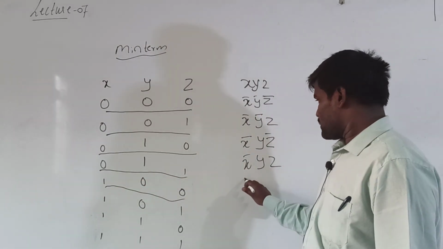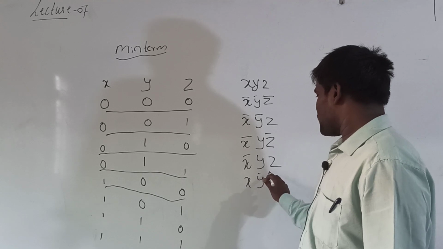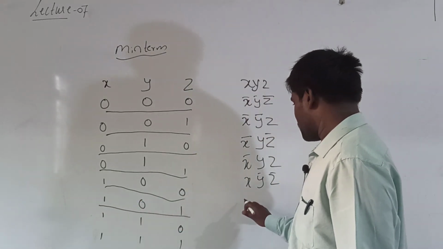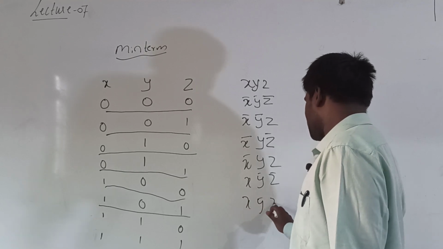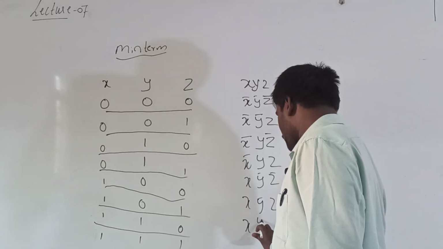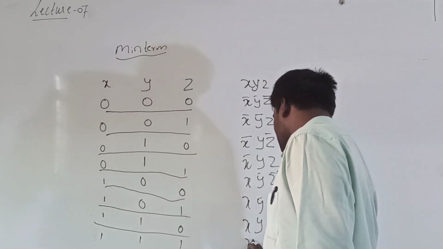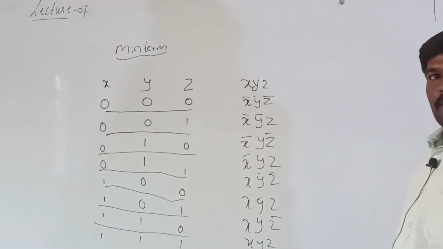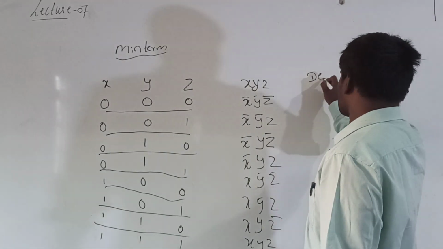Next x, y bar, z bar. Next x, y bar, z. Next is x, y, z bar. Last one x, y, z. Okay, next designation.